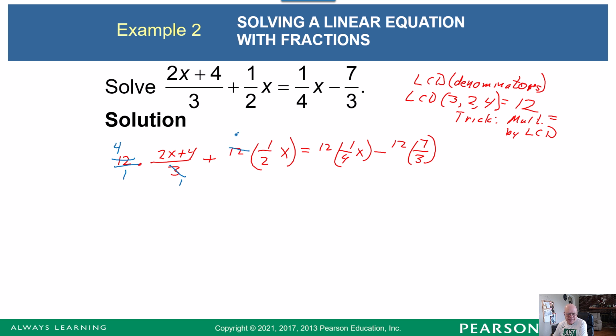2 into this is 6. 2 into this is a 1. 4 into this is 3. 4 into this is a 1. 3 into this is 4. 3 into this is 1. Take note that now all the denominators are 1. So when we multiply through, we won't have any denominators at all. That means no fractions.